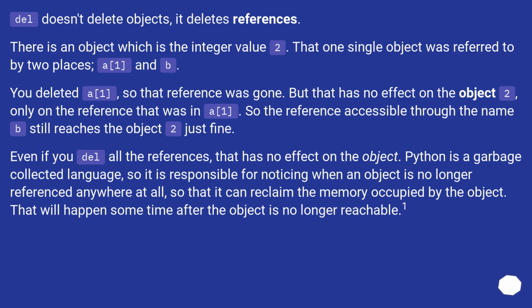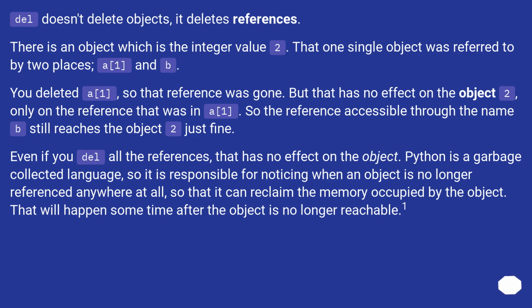Del doesn't delete objects, it deletes references. There is an object which is the integer value 2. That one single object was referred to by two places, a[1] and b. You deleted a[1], so that reference was gone. But that has no effect on the object 2, only on the reference that was in a[1]. So the reference accessible through the name b still reaches the object 2 just fine. Even if you del all the references, that has no effect on the object.